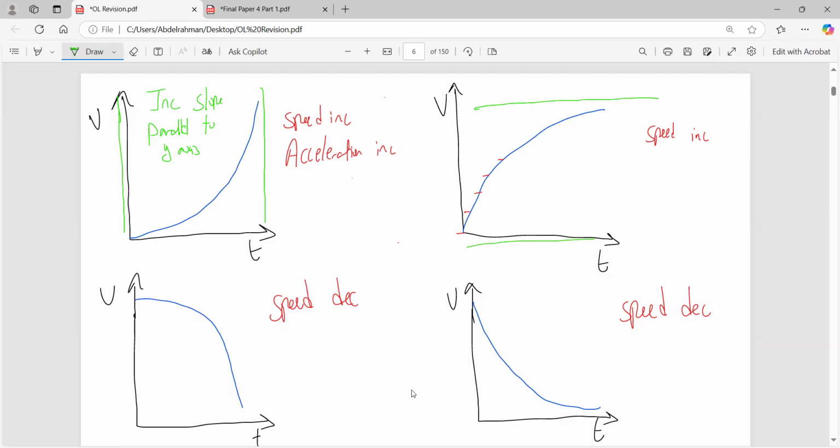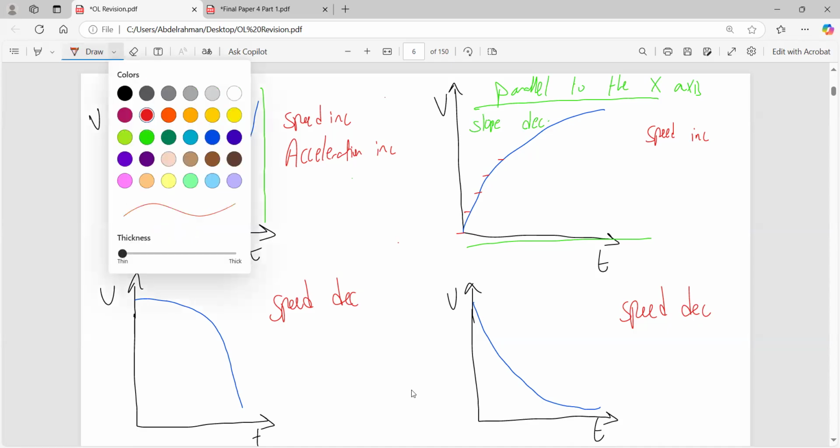How do I know that's a decreasing slope? Finally it's becoming parallel to the x-axis. When it's becoming parallel to the x-axis, what does that mean? It means that the slope is decreasing. Okay, if you have a decreasing slope, and slope means acceleration, so the acceleration is decreasing.